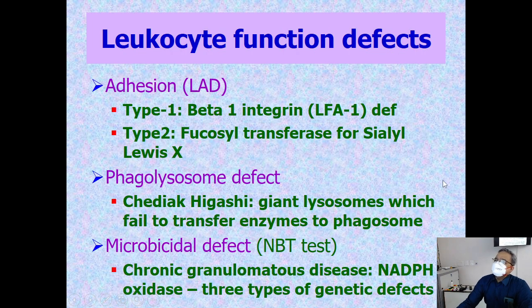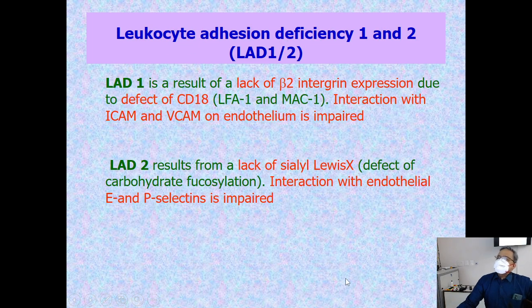Let's go quickly. You can get a leukocyte adhesion deficiency. So different things which stick can be deficient. So integrin may be deficient, LFA1 deficiency, fucosyl transferase, an enzyme which produces sialyl-Lewis X, can be deficient. You can get a phagolysosome formation defect, which is Chediak-Higashi, where you get giant lysosomes which fail to transfer enzymes to the phagosome. Or you can get a microbicidal defect, the NBT test, which indicates that there is an NADPH oxidase deficiency, or chronic granulomatous disease. So here some details of LAD1 and 2 are given.